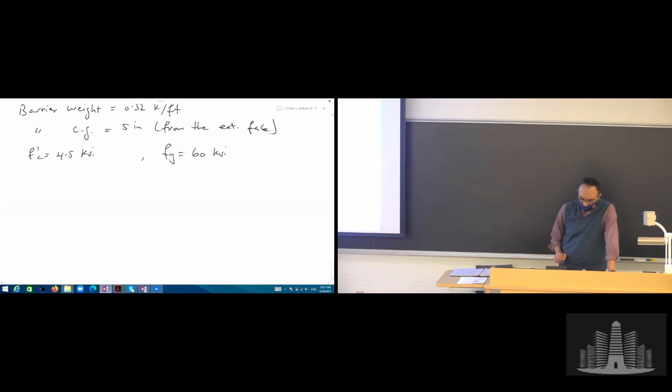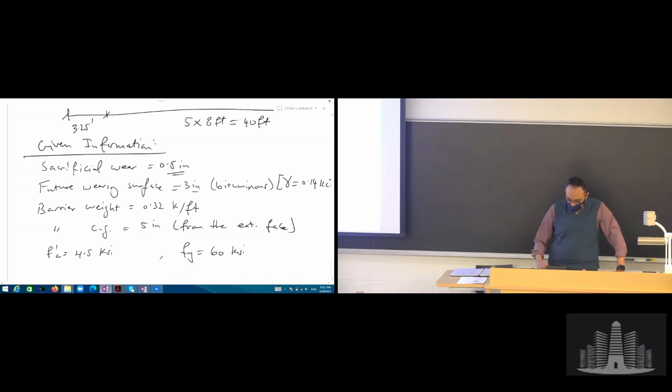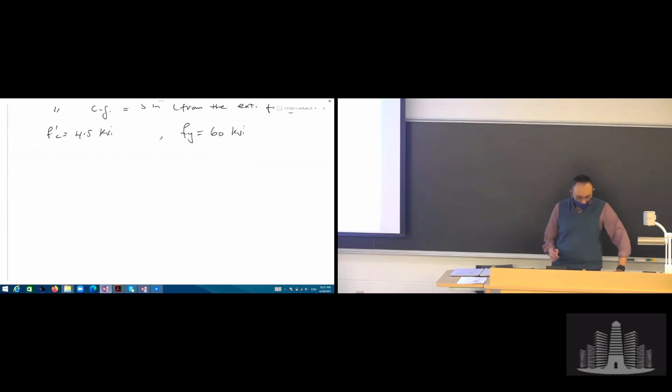So you're given this information. This is pretty much what you would typically need to design the deck. Now let's start the solution. Let's see what are the steps that you should take when you are designing a deck.